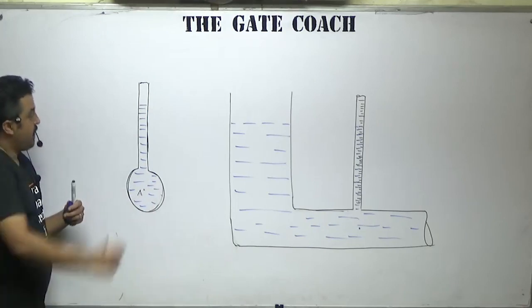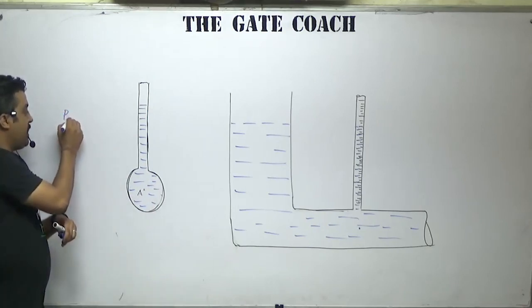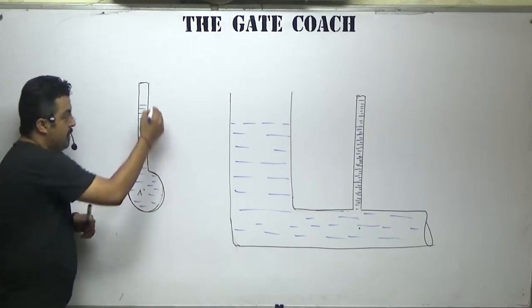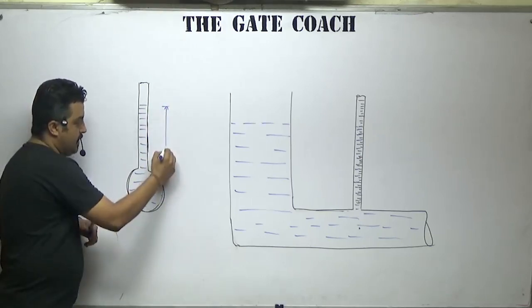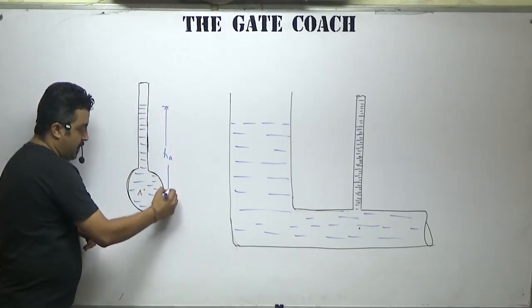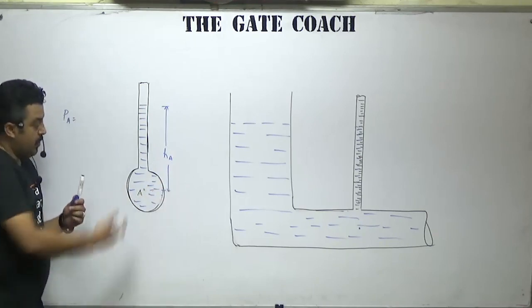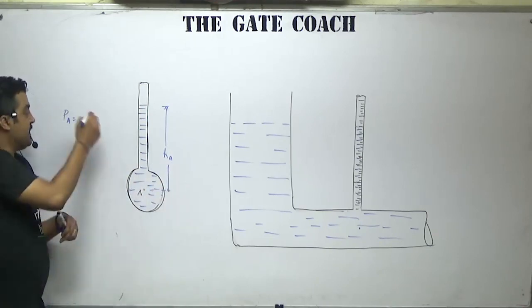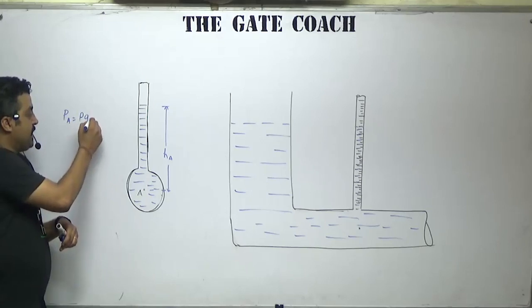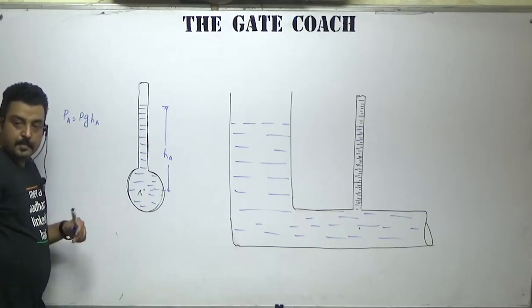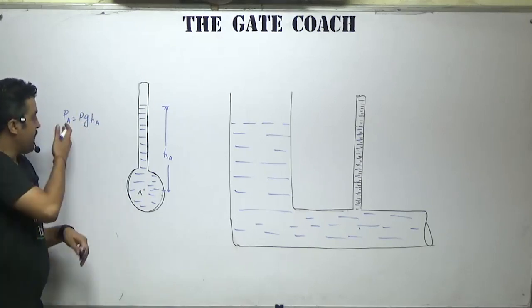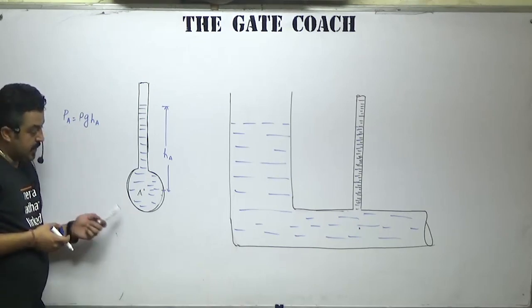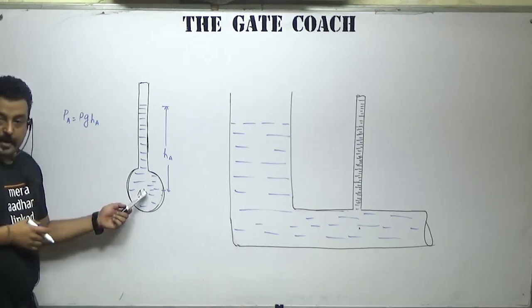Obviously, in this case, if I am interested to calculate the pressure at the point A, we'll simply measure the height of the liquid from this point A. We know the density of this fluid. We can simply say that this is rho g h A, the simplest way. So we are saying this pressure P A is the pressure at the point A.